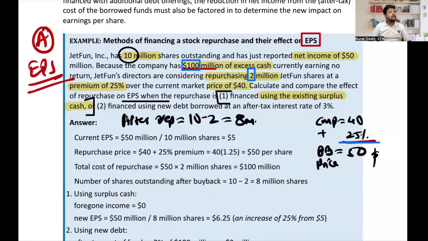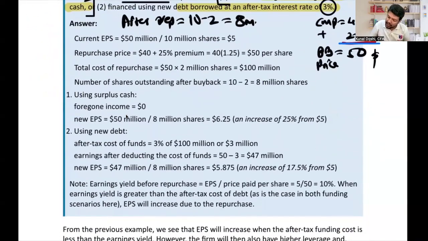And what if you didn't have cash? Then you can do this by borrowing. But when you do borrowing, you will have to pay interest. Yes, this is an interesting part. Okay. So we are going to understand what the effect on the company's EPS is if you use your own cash or if you borrow.